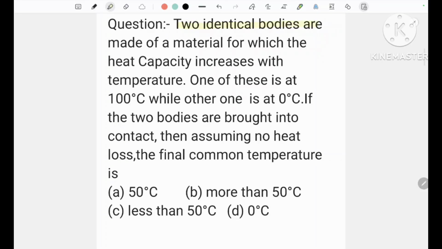Two identical bodies are made of a material for which the heat capacity increases with temperature. One of these is at 100 degree centigrade while the other one is at 0 degree centigrade. If the two bodies are brought into contact, then assuming no heat loss, the final common temperature is: 50 degree centigrade, more than 50 degree centigrade, less than 0 degree centigrade, 50 degree centigrade and 0 degree centigrade.